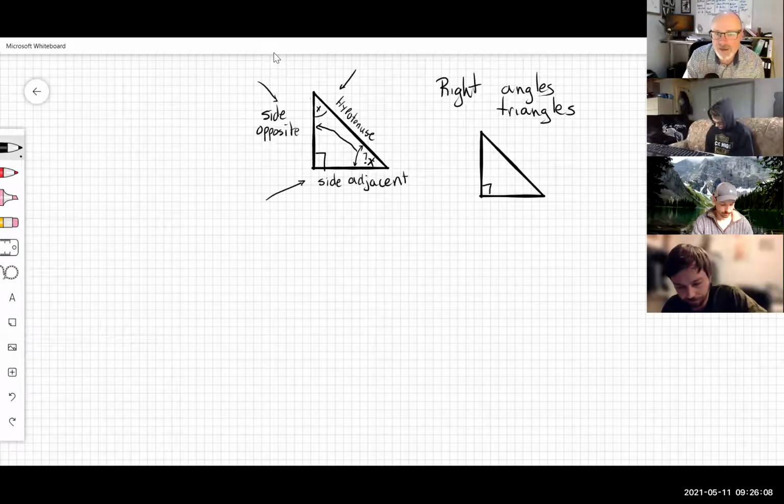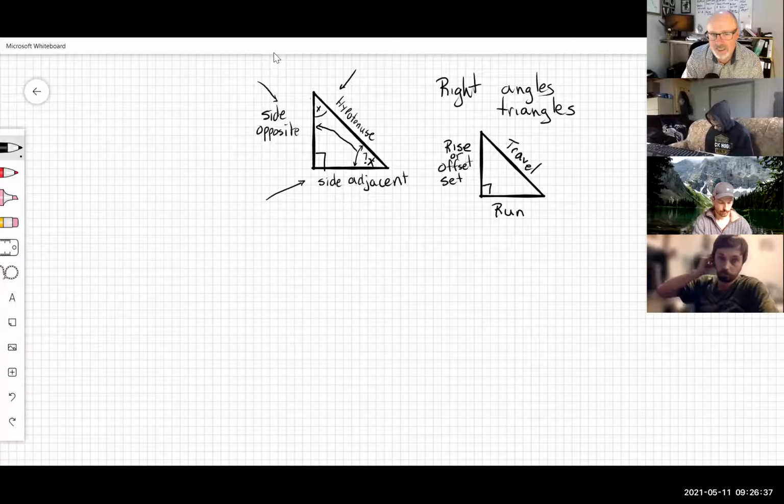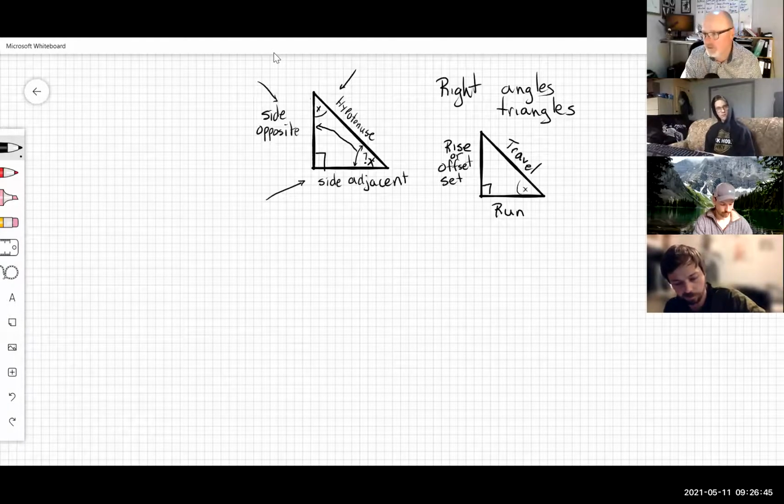But we also, in our trade, talk about right angle triangles, and we call sometimes this line the run. We call this line the rise, or we call it the offset or the set. And we call this line the travel. So the hypotenuse is the travel. The side opposite is the rise or the offset or the set, and the side adjacent is the run, if I'm talking about this angle right there.